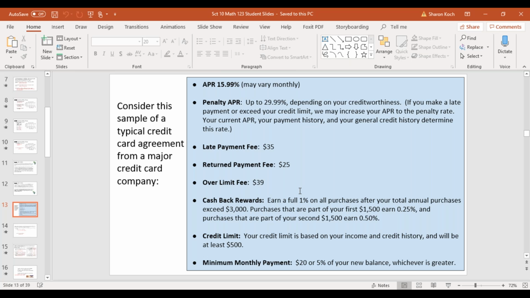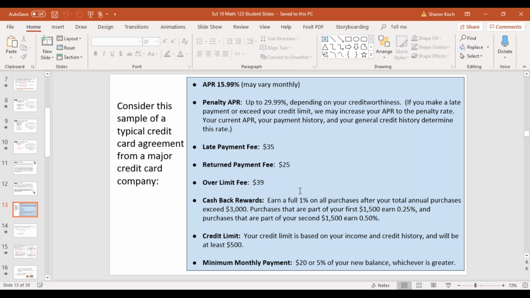But as an additional incentive, they say purchases that are part of your first $1,500 are going to earn 0.25%. Now notice that's already in the form of a percent. So 1/4% in the first $1,500 you spend, you'll get cash back. And then from $1,500 to that $3,000, you're going to earn 0.5%.